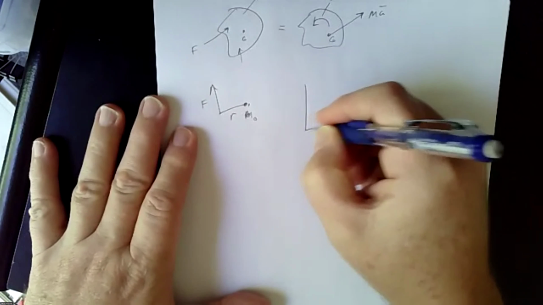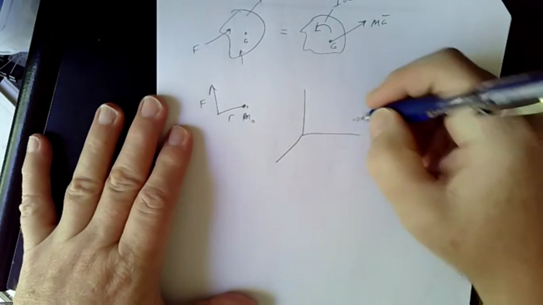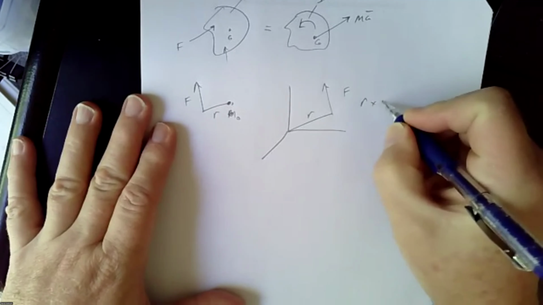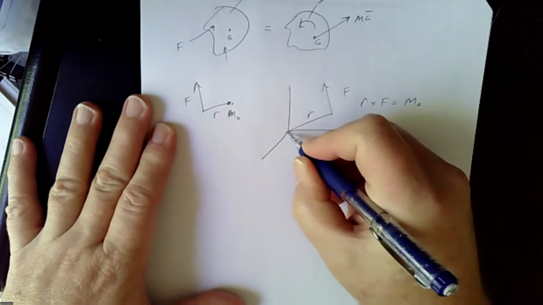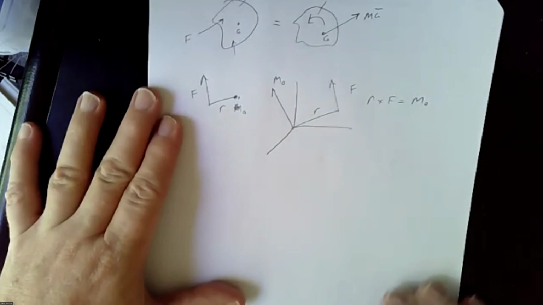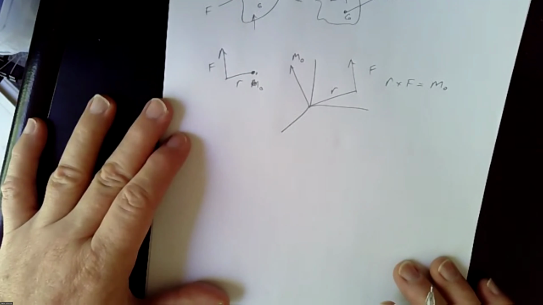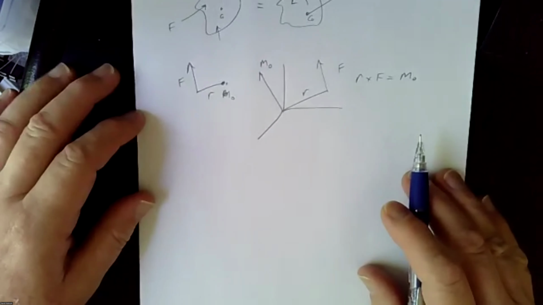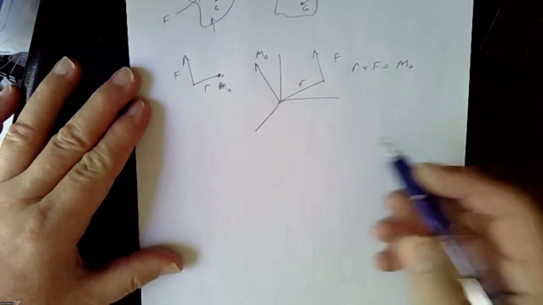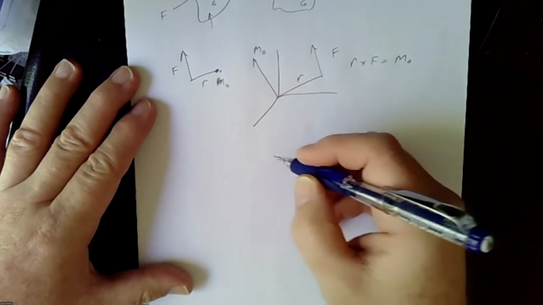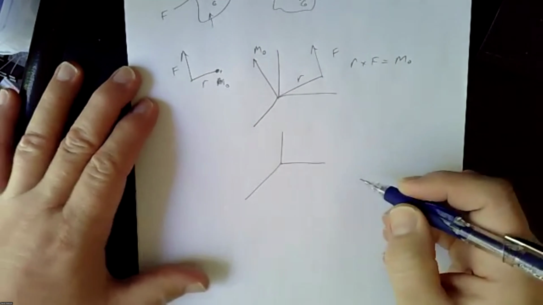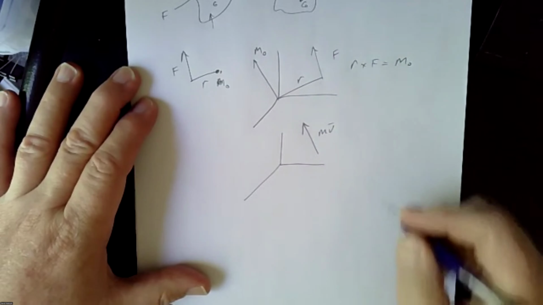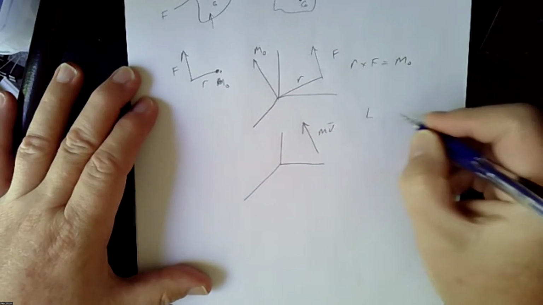Actually, let me draw it this way. So we have our force out here. We have R there. We know that R cross F is our moment. So we learned that in statics. Okay, so now we have to take this and look at the other aspect, which is the angular momentum. Now, in angular momentum we have a similar situation, that if we have a three-dimensional momentum, let's just say we have this vector mv. We know mv is just linear momentum, denoted as L, linear.